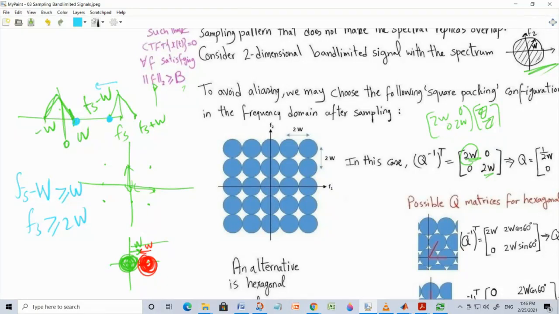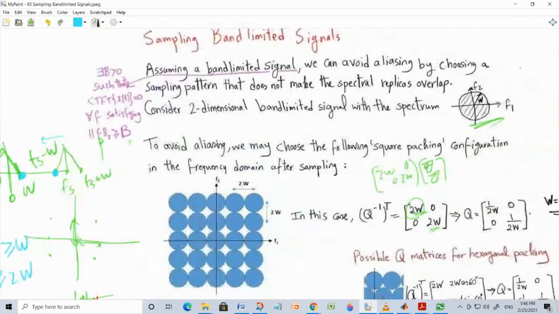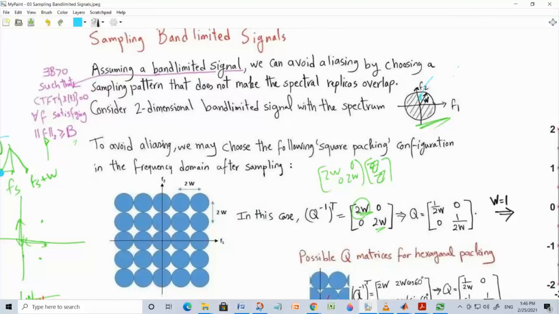So same thing here. Your spectrum is something that is non-zero within this circle here. Again, your spectrum is a function X of f1, f2. What I am drawing here is basically the support. I'm shading this part to tell you that X of f1, comma f2 is non-zero here.